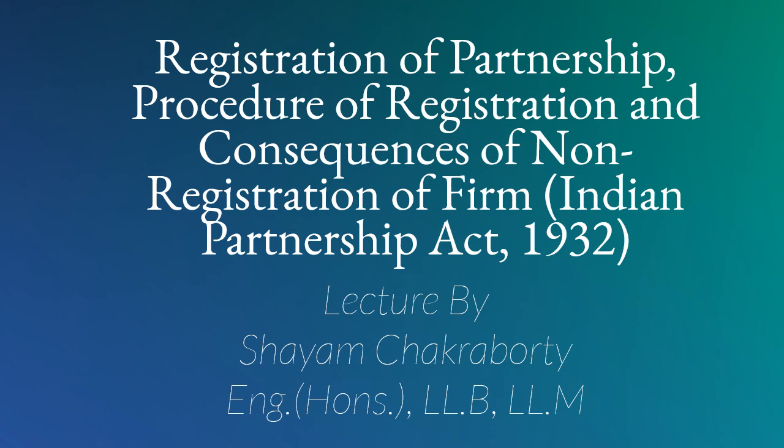And another thing is, what are the essential ingredients of Section 69? To apply Section 69 of the Indian Partnership Act of 1932, the following elements are necessary. Number one, the firm is registered, and number two, the persons suing are or have been shown in the Register of Firms as partners in the firm. Notably, non-fulfillment of either of the conditions is fatal to the suit.